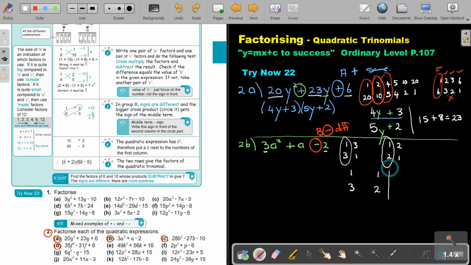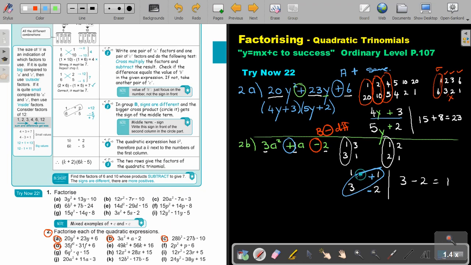Because this is going to be 3, and this is going to be subtract. Remember, it's subtract, and that will be 1, and there's a 1. And then the signs will be different. What will be the biggest over cross product? It will be this one. The biggest over cross product will get this sign in front of the second column. And the signs are different, so if this is positive, this is negative.